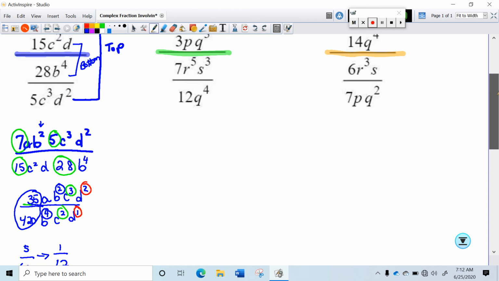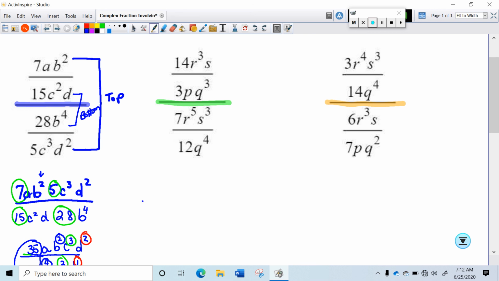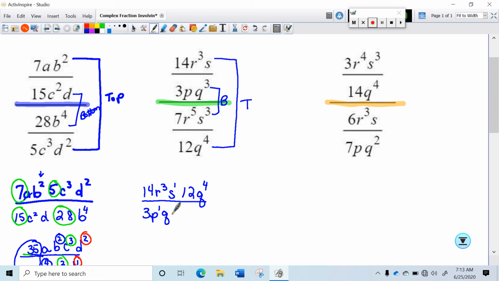Okay, you just have to take it a piece at a time. The outside terms go on the top. So 14 r cubed s, I'm going to put a 1 there, and 12q to the 4th. The inside ones go on the bottom. So 3p cubed, 3p, I'm going to put a 1, cubed to the 3rd, and 7r to the 5th, s to the 3rd.